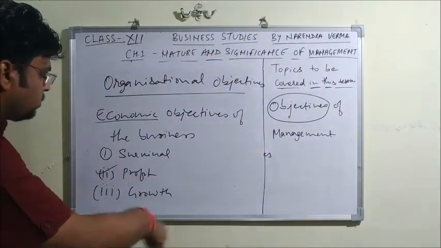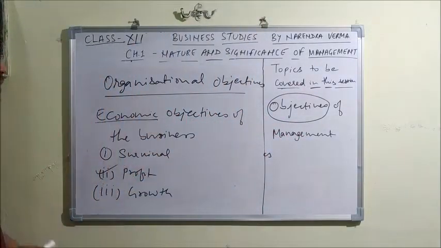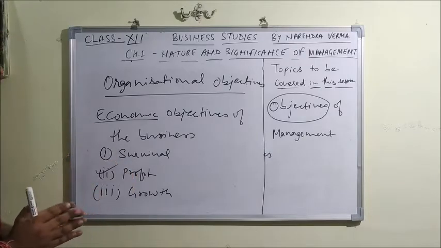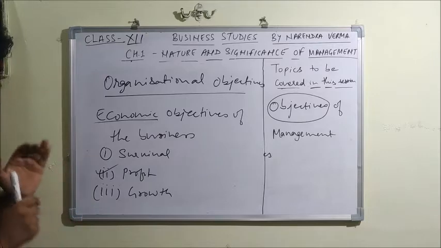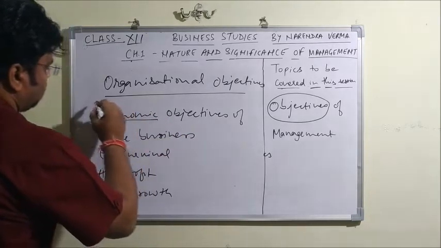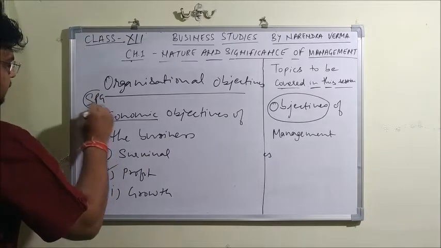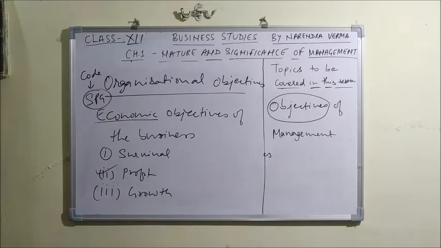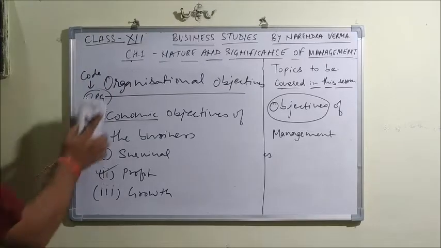So these three objectives are part of the organizational objectives. These are very much necessary for management. What? Survival, profit, and growth. You can easily remember them by the short abbreviation SPG. This is the code to remember that. Now let's talk about the second category of the objectives.